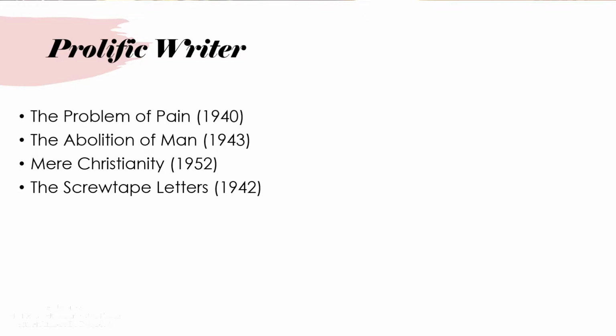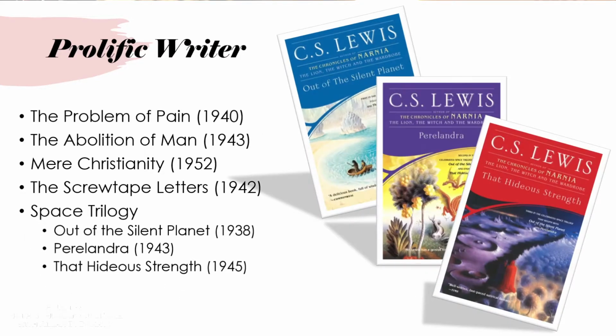The one that I want to talk about very briefly was a work known as the Space Trilogy that he came out with, which was prior to Narnia. There were 3 books, obviously in a trilogy there have to be 3, that's part of the deal. Out of the Silent Planet, Perelandra, and That Hideous Strength.